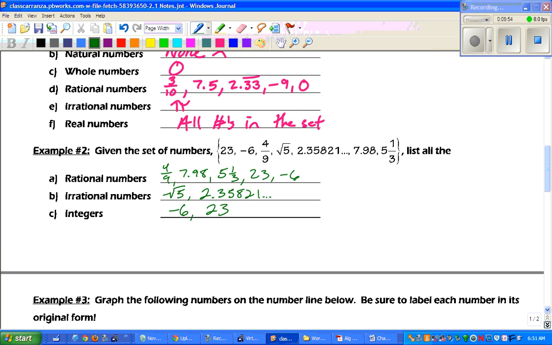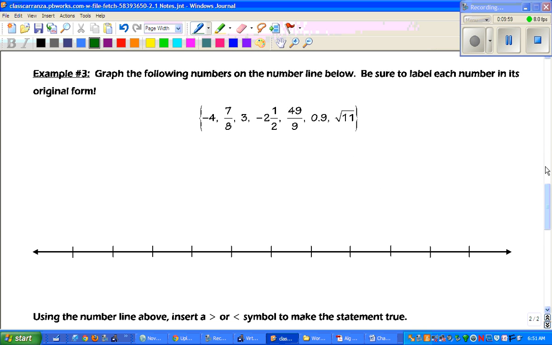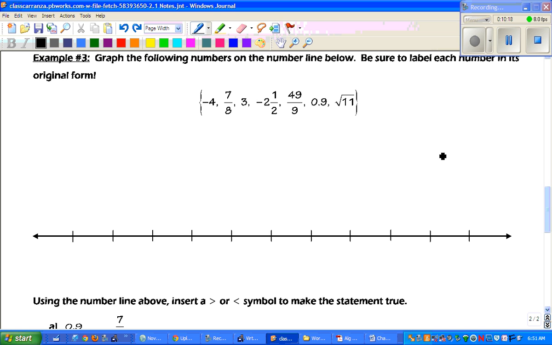All right, let's flip it over to the next one. So graph the following numbers on a number line. Be sure to label each number in its original form. Okay? Oh, highlighter. There we go. So if we're going to create a number line, we need to know what all of our numbers are. Here are some numbers that I'm not sure exactly. Oh, I know what that one is. 0.9 is easy. But we got to figure out what those numbers actually are.